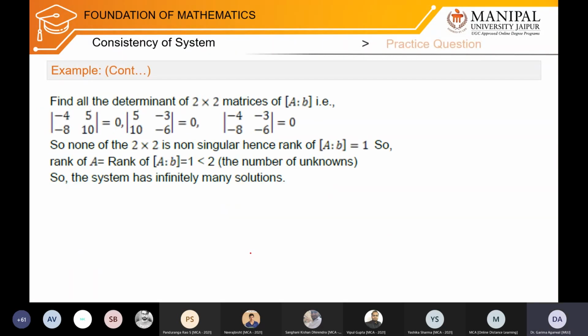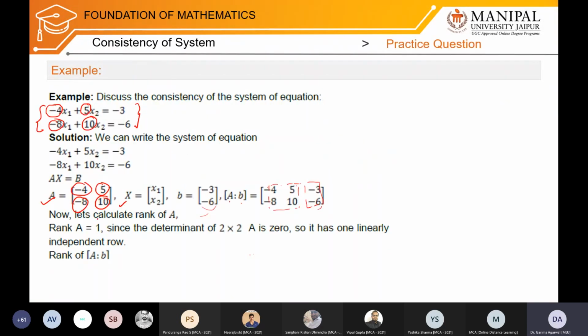So rank of augment matrix and the rank of matrix A. Rank of augment matrix is 1 and rank of matrix A is also 1. You can find the rank through your method. Here they are using a different method which I don't want to explain, otherwise you will get confused. So you can solve it by your method.